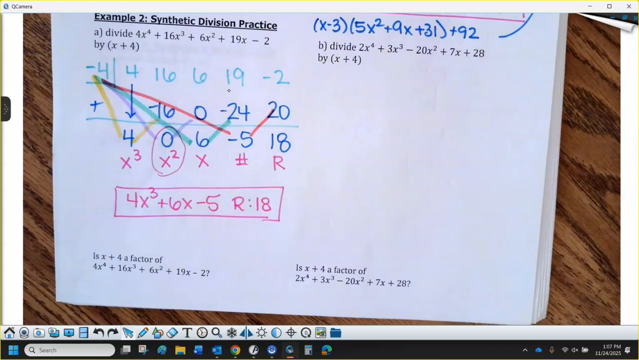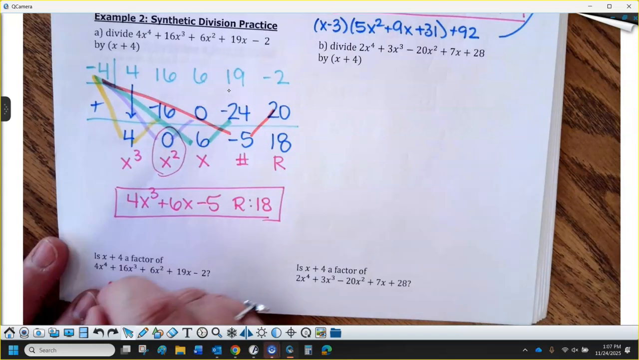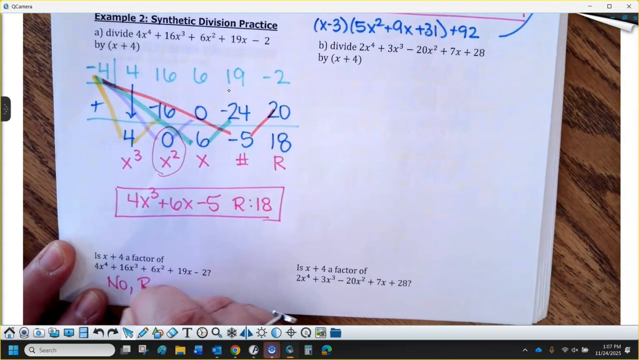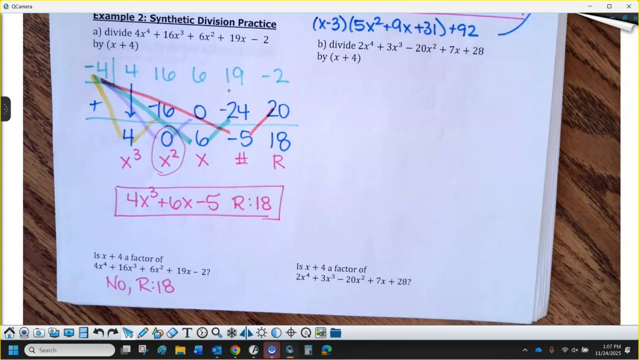And then to answer that question below there, it just says, is x plus 4 a factor? We have to say no, because we had a remainder. If it's a factor, you won't have a remainder. It means it divides in evenly.